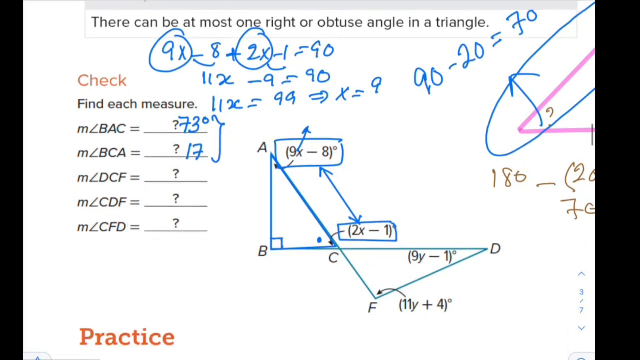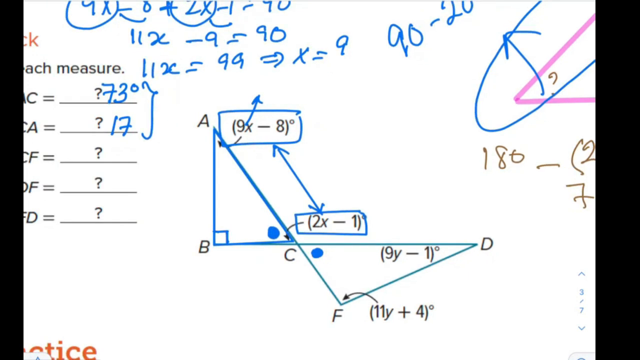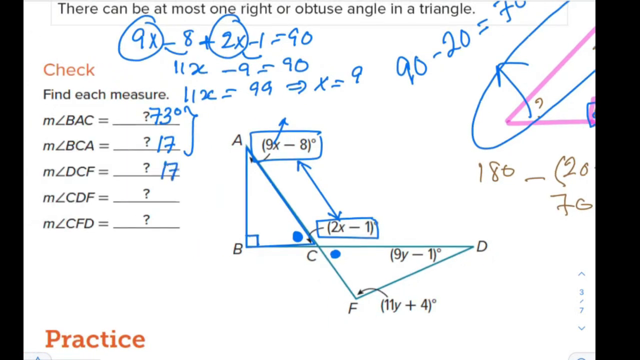Now a similar procedure will be for DCF. DCF is this one. This DCF is a vertical angle with that one. So DCF will be exactly equal to 17, the same as the first one, because it's vertical with that one. So this became 17, we found it.